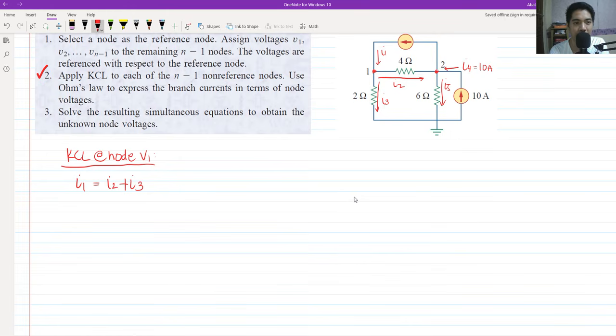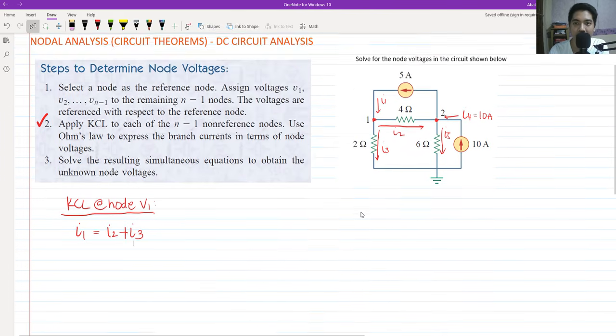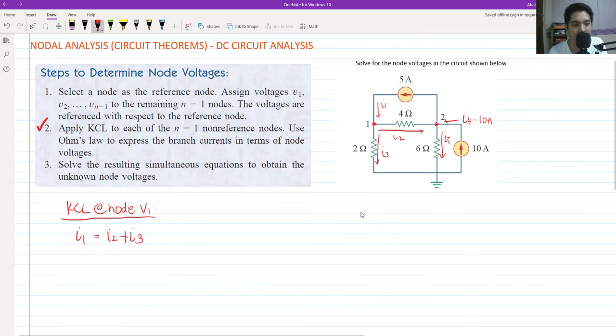Now, we will be expressing this in terms of voltages by Ohm's law. I equals V over R. So the I1, since it is already a current source, we have the value of I sub 1, that is 5. And for I sub 2, it passes from node voltage 1 to node voltage 2 by this 4 ohm resistor.